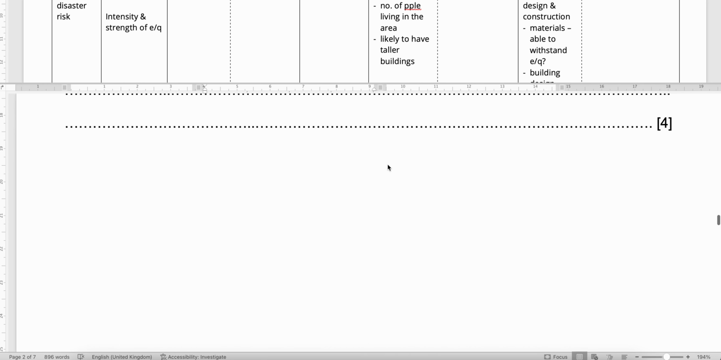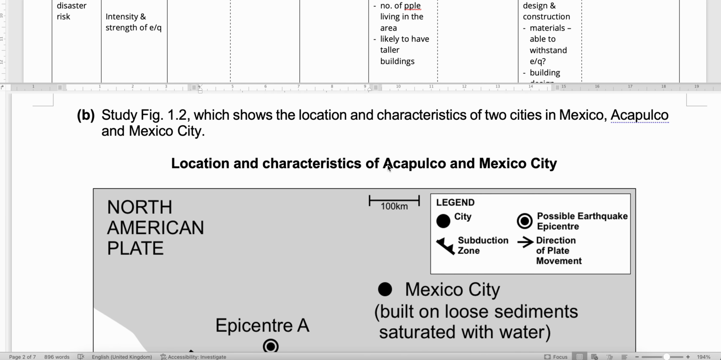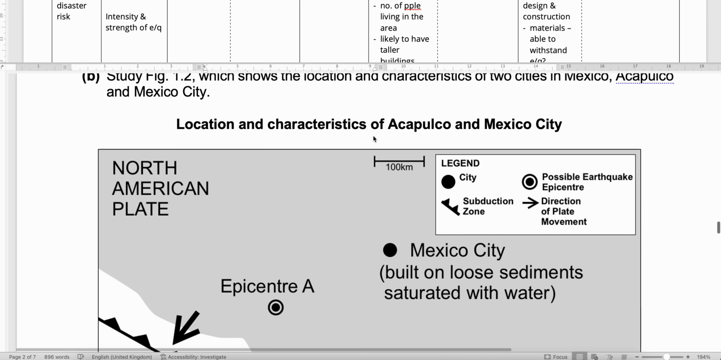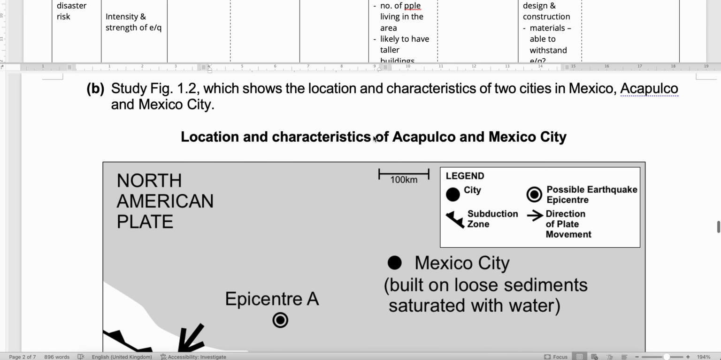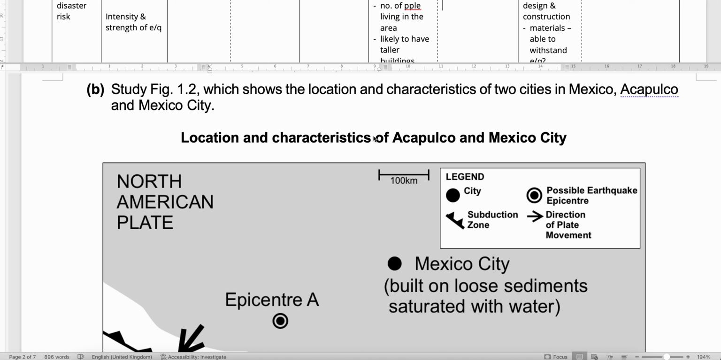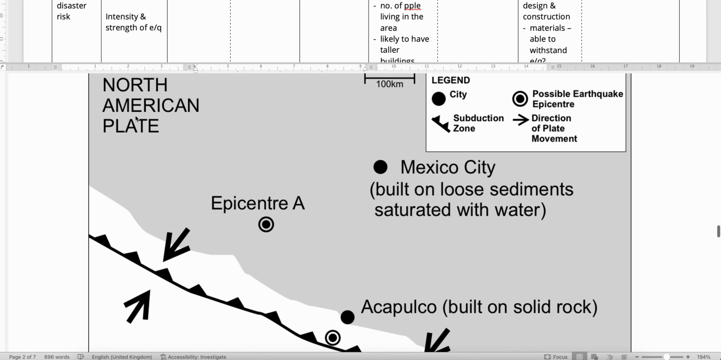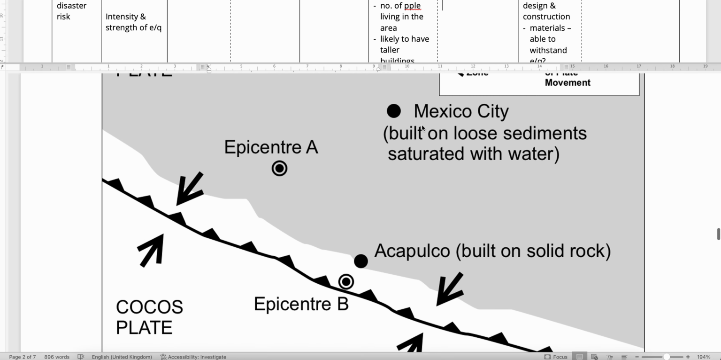All right, let's move on to the next question. Question B is a bit more challenging. It's a bit more difficult, but it's meant to stretch your understanding. So let's keep pushing. You're given the location and characteristics of 2 cities in Mexico, Acapulco and Mexico City. Let's take a look at the map, figure 1.2. You have Mexico City and you have Acapulco. You are told that one is built on loose sediments saturated with water and one is built on solid rock. So they really give you some ideas already.